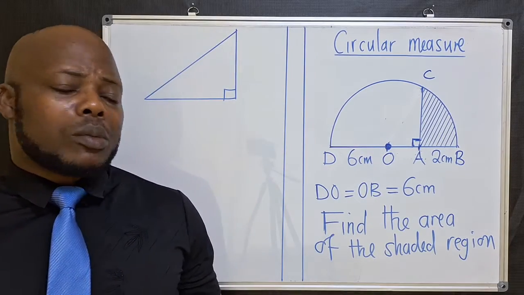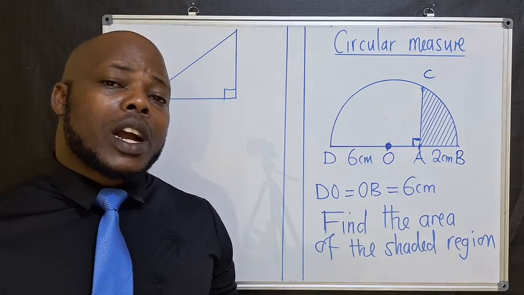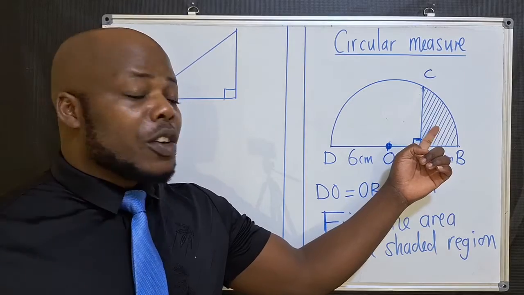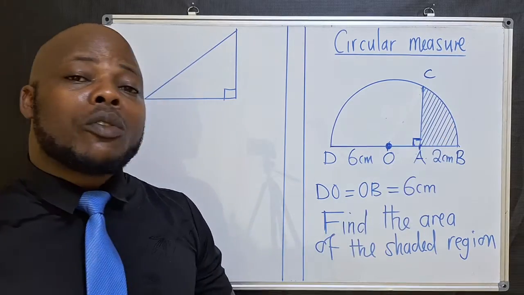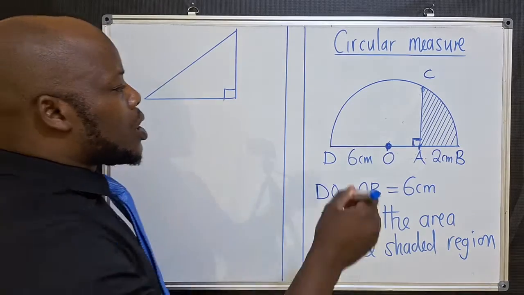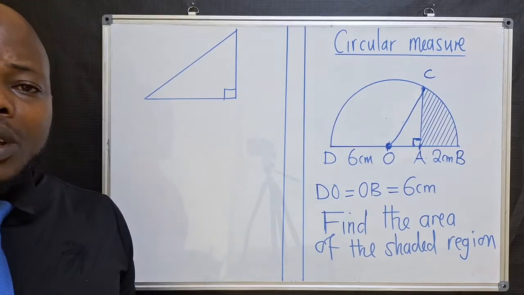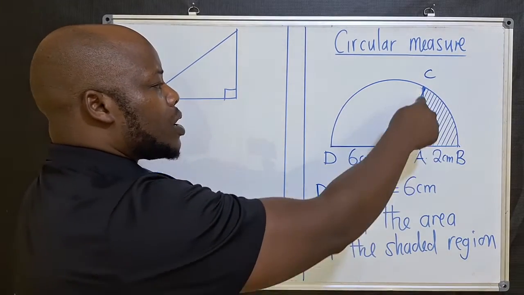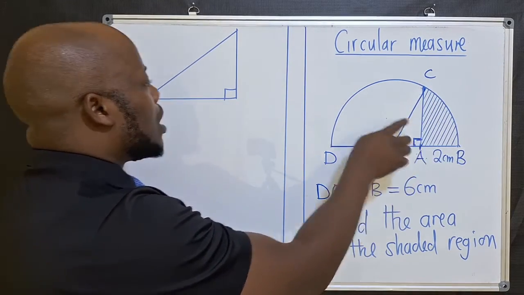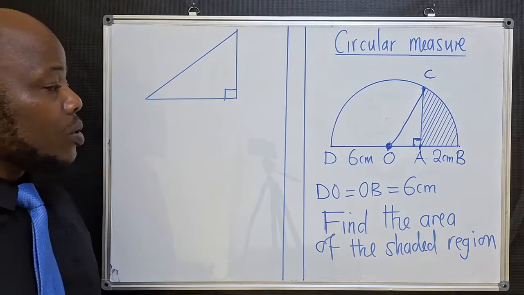This is Sichamba Jacob. Okay, so I've got a question here where I need to find the area of the shaded region over here. All we need to do is join this part. That's the first thing, like that. If you can see, I've formed a right angle triangle inside here, and this is the triangle which I need to work with.